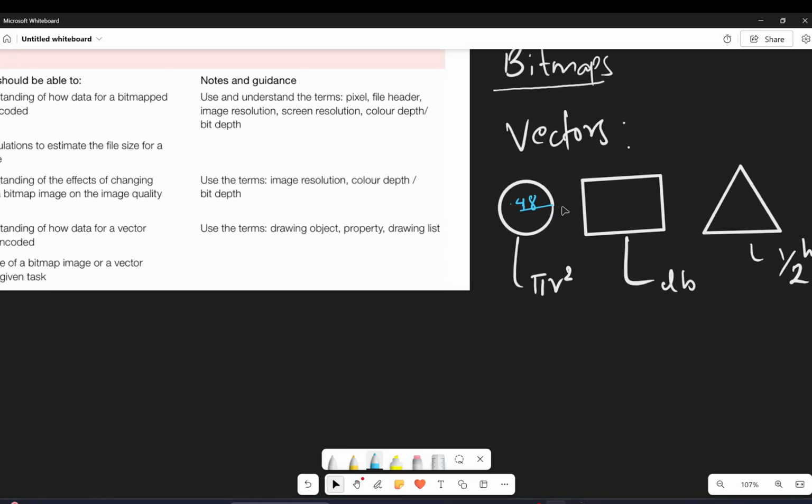All these objects are called drawing objects. Use the term drawing objects. Drawing objects are mathematical shapes and figures that are used to create vector graphics. A drawing list is basically a collection of drawing objects.